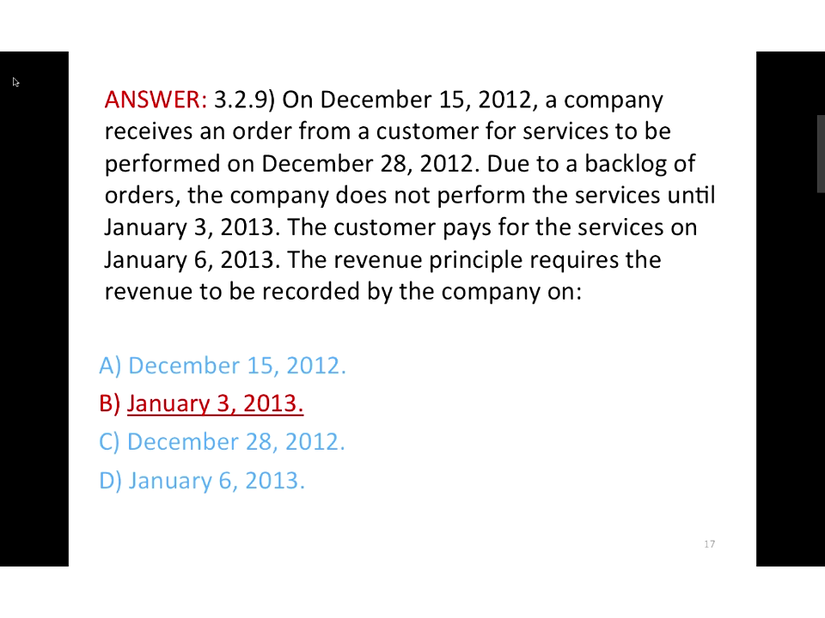So the answer here is when we perform the service. When the customer pays us isn't when we recognize the revenue. When the customer pays us, we recognize the receipt of cash. So yeah, 90% online had it. Good. So it is when we perform the services.